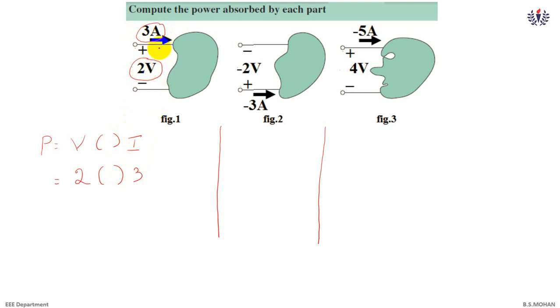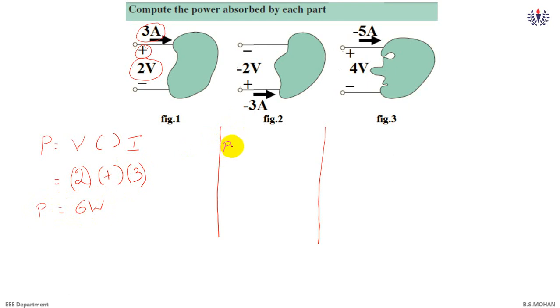Now the current hits which terminal first? As you can see here, current hits the positive terminal first. Thus I write here positive. It is not 2 plus 3, rather it is 2 into positive of 3. So then this becomes 6 watts.